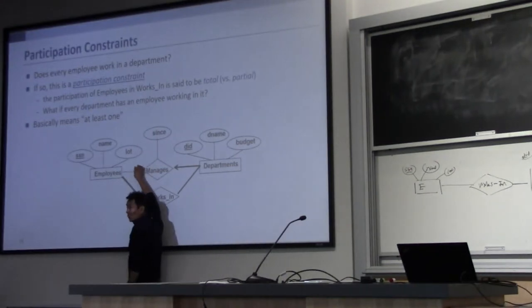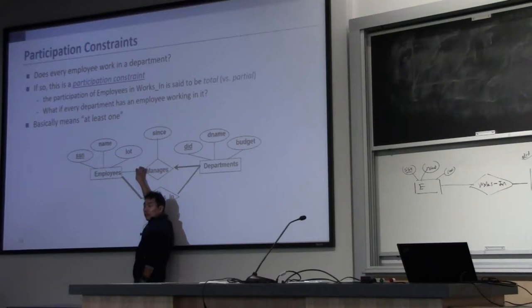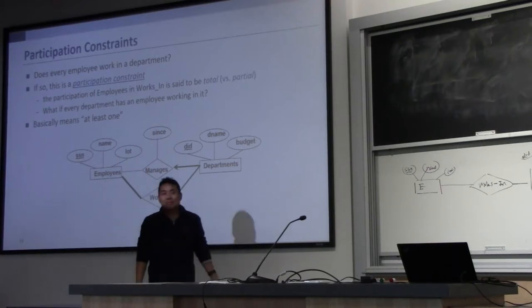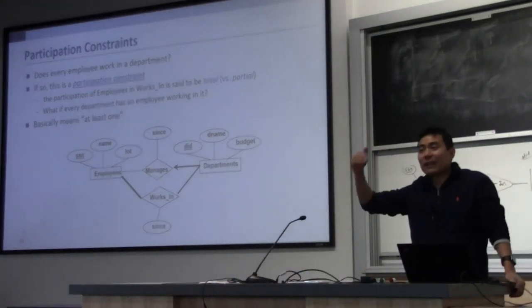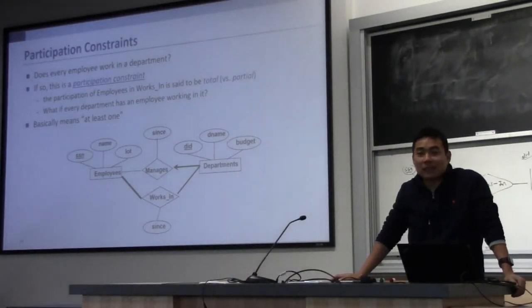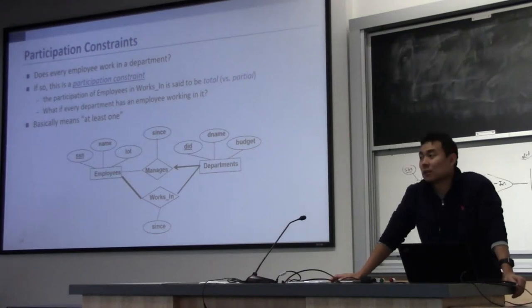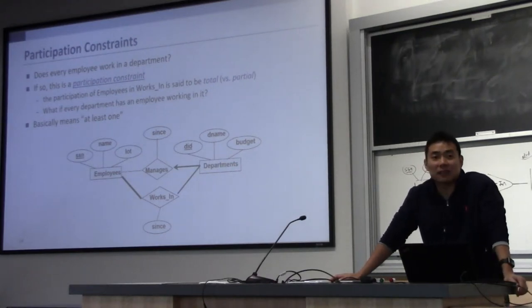Okay? What if I add bold to the employee side as well? What does that mean? If I bold this line? All employees are managers. That's the corporation you want to work for? If I were you, I would be smart. That's the corporation you don't want to work for, because that corporation will go bankrupt sooner or later. I know everybody wants to be manager, I know everybody wants to be president, but reality is somebody has to do the work. Okay? If everybody becomes manager, that corporation goes downhill for sure.